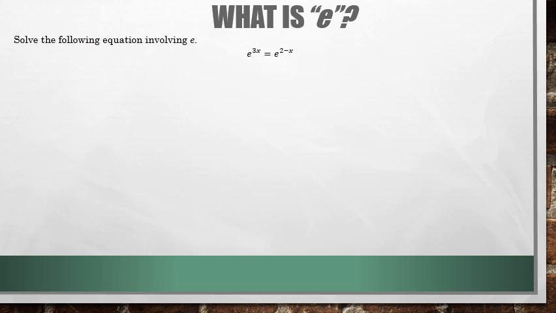Let's solve some equations that involve e. Remember what we learned earlier: if we can write both sides of the equation with the same base, then we can just set the exponents equal to each other and solve. Looking at this problem, I have e on both sides of the equation, written as the base. So we set the exponents equal to each other, and we get 3x equals 2 minus x. Get all of the x values on the same side, and we get that x equals 1/2.